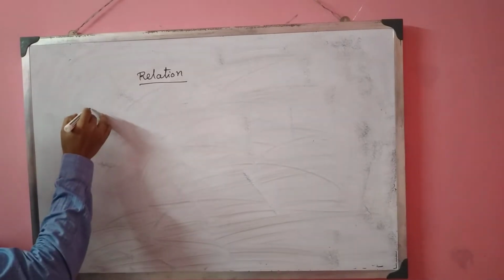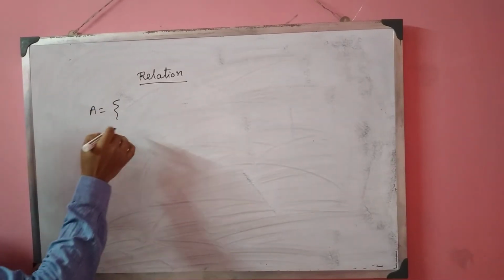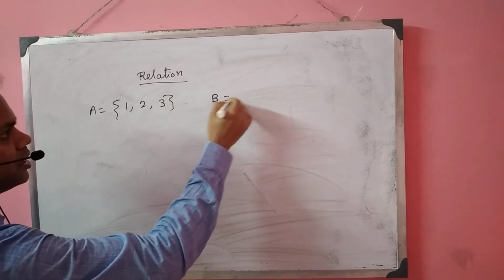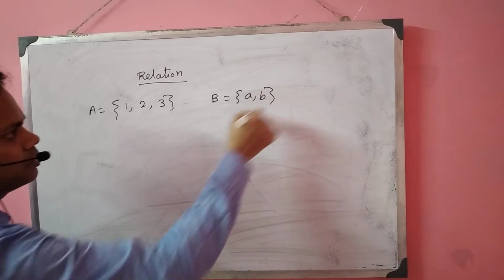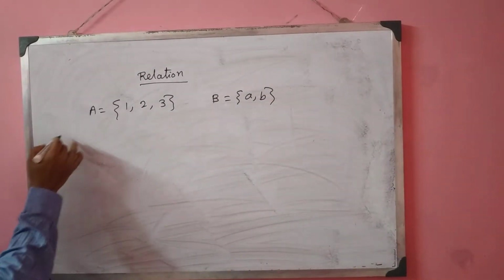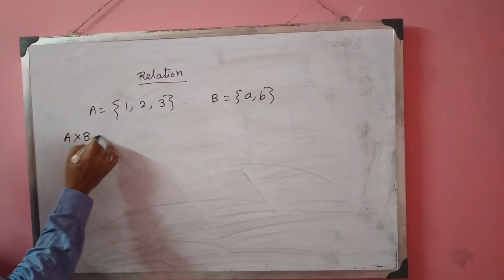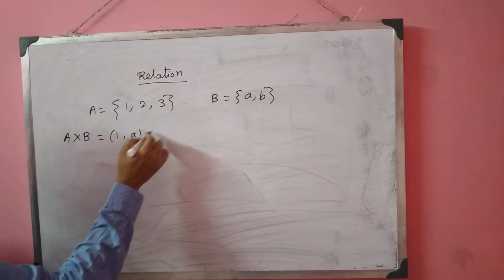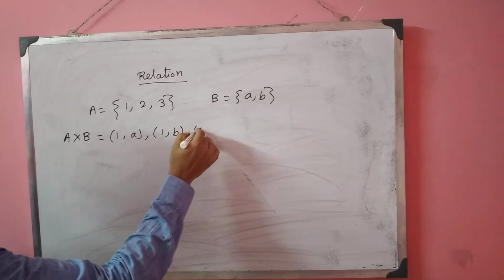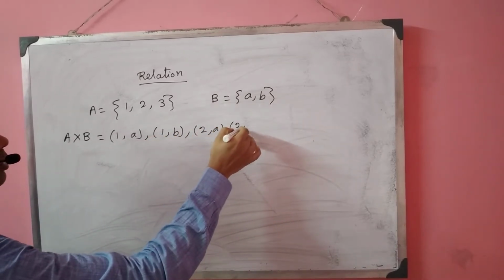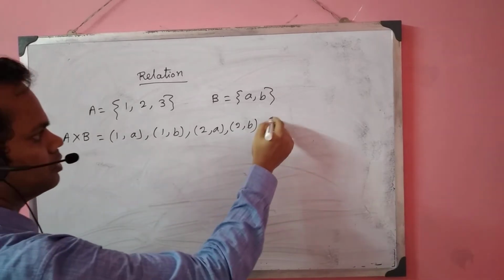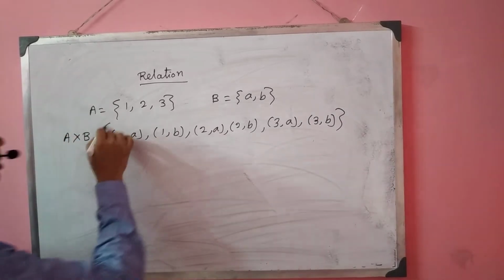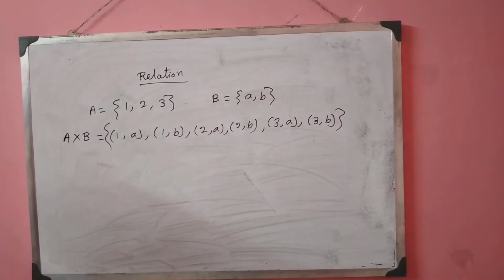Cartesian product means if A is a set {1, 2, 3} and B is a set {a, b}, then A cross B is equal to (1,a), (1,b), (2,a), (2,b), (3,a), (3,b).